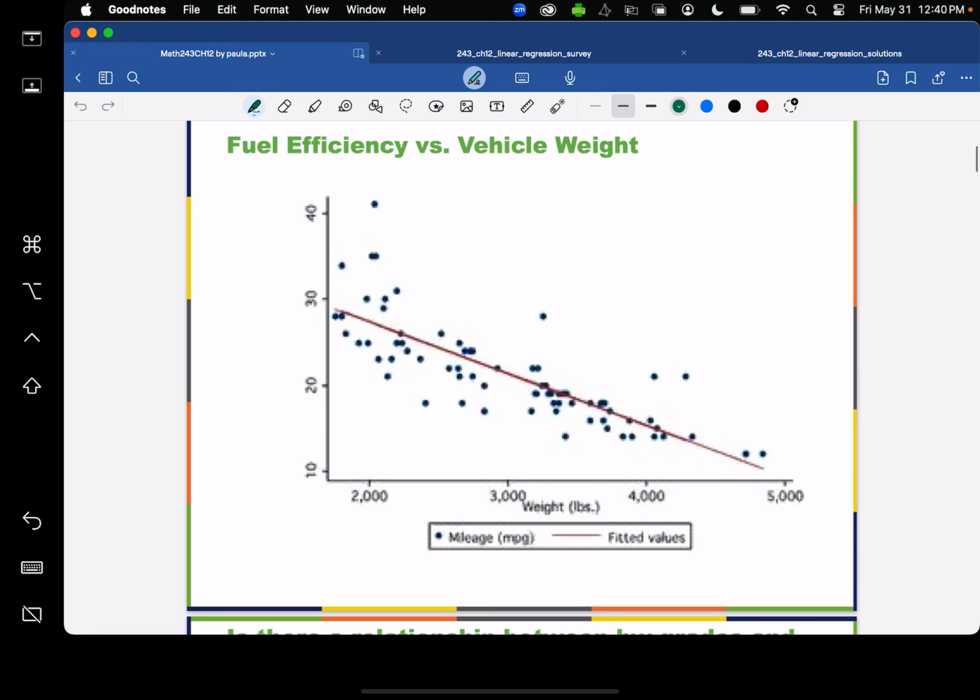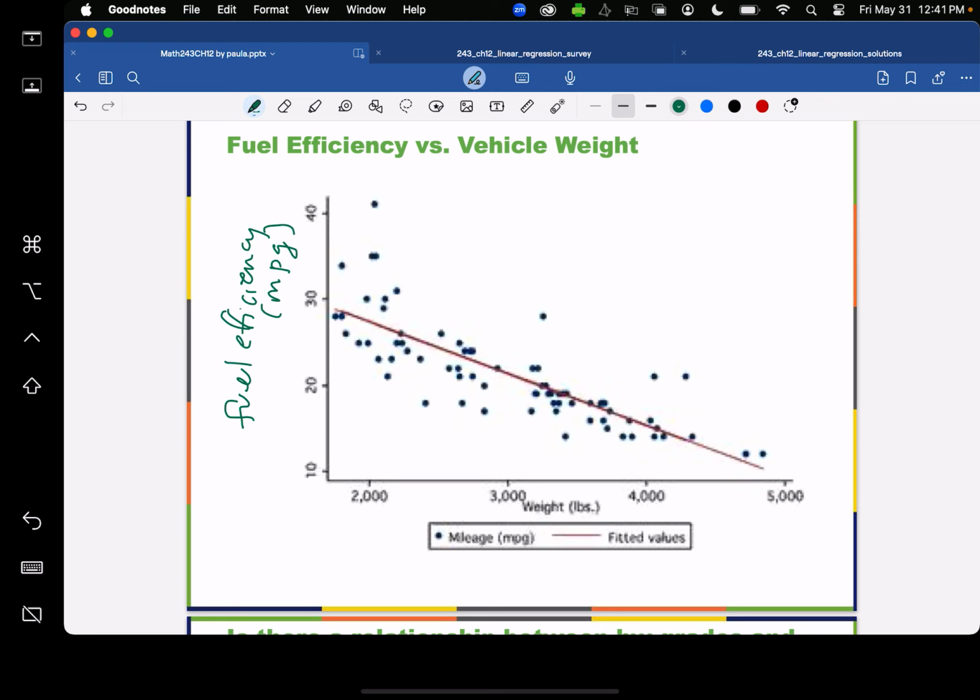Our first example is fuel efficiency and vehicle weight. These are images that I just found somewhere. I didn't generate these myself. This one has fuel efficiency on the vertical axis, and that's measured in miles per gallon, mpg.